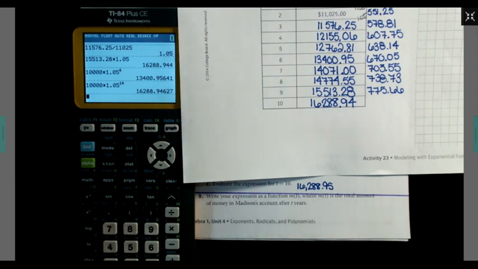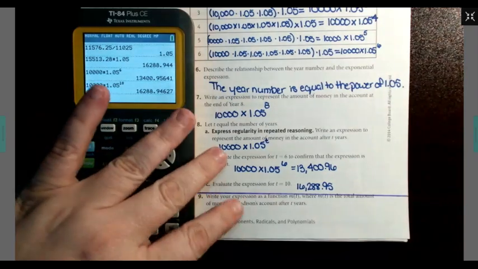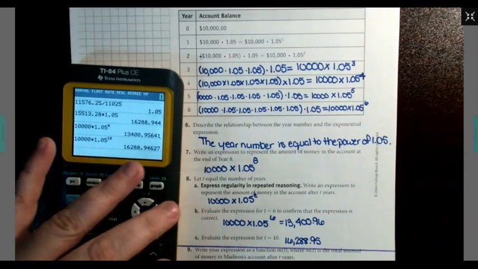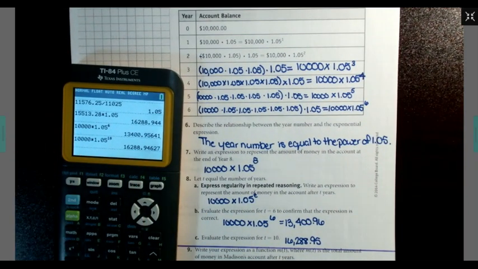Take a moment to write down the information from 5 through 8, and then we'll move on to the next set of questions.